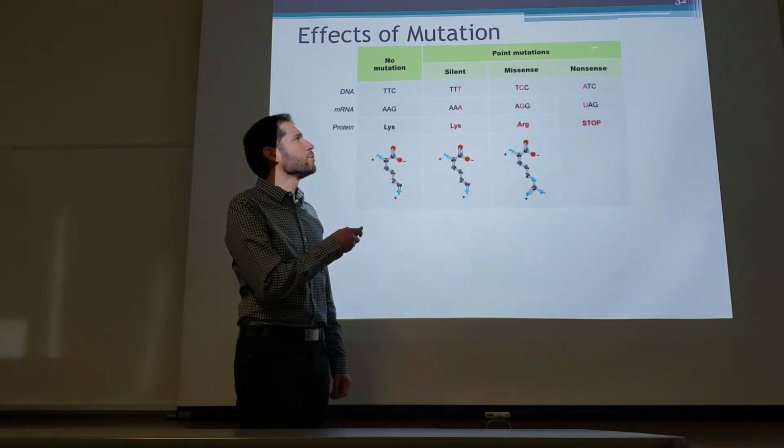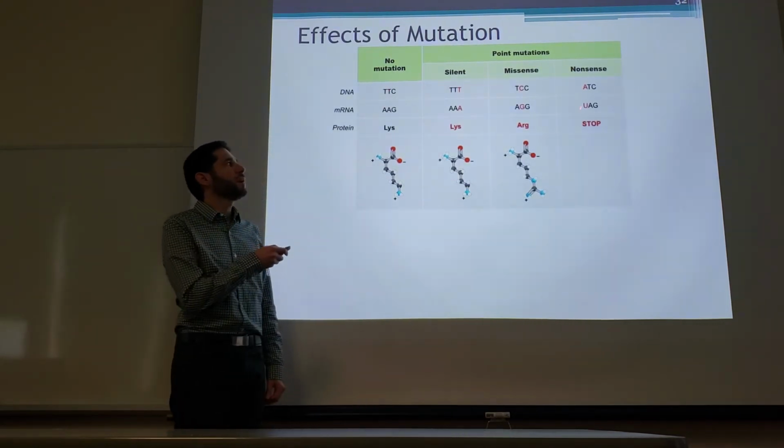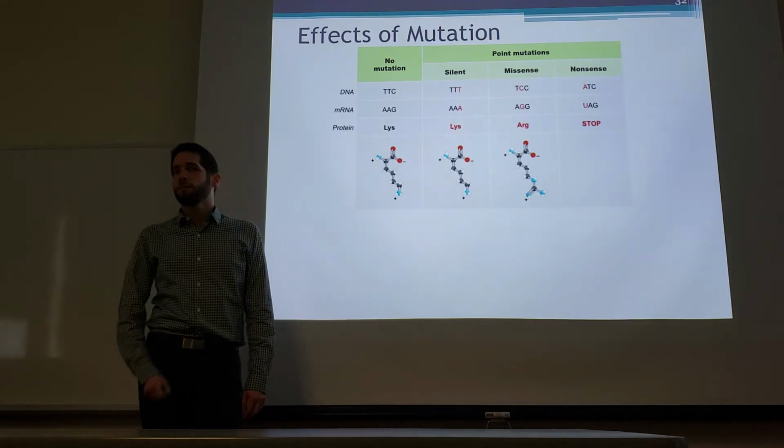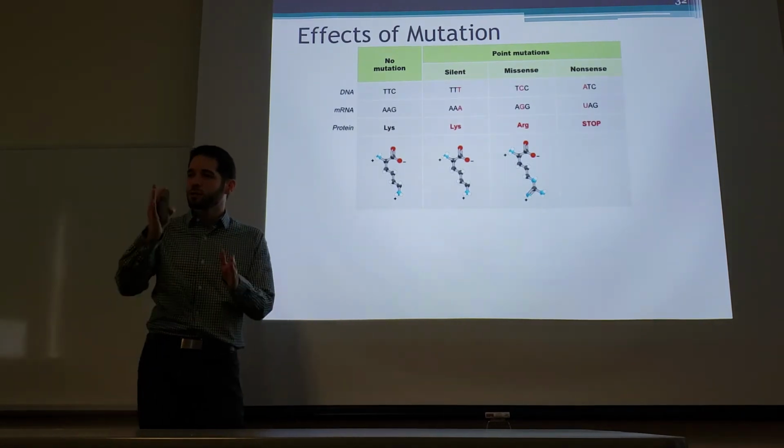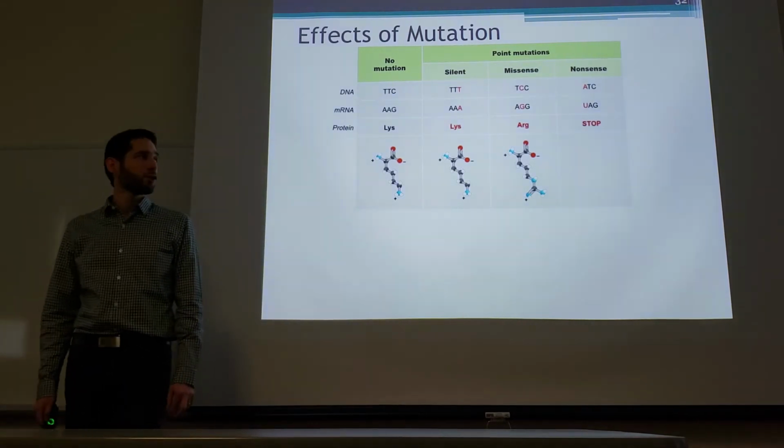A nonsense mutation will actually turn, for example, TTC into ATC, and that's a stop codon. That kills the whole protein, right? You just stop making it. Hopefully it wasn't something important.